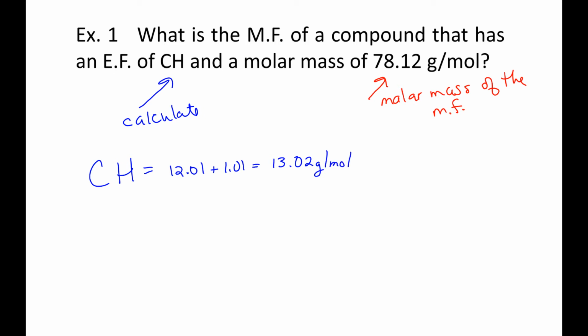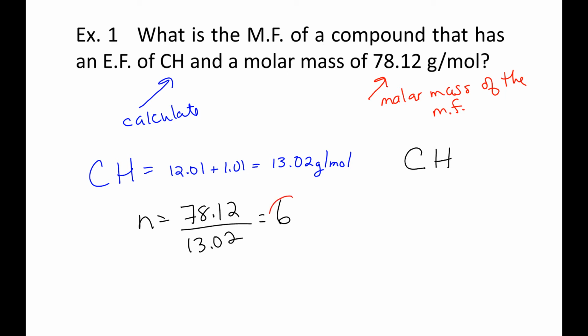At this point, we need to calculate the little n, the multiplier. So n equals 78.12 divided by 13.02, which rounds to 6. Now we have a C and an H, and we take this 6 and put it here and here. So we now have C6H6.